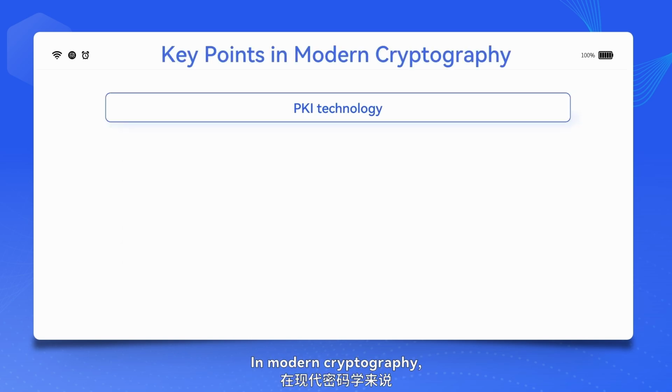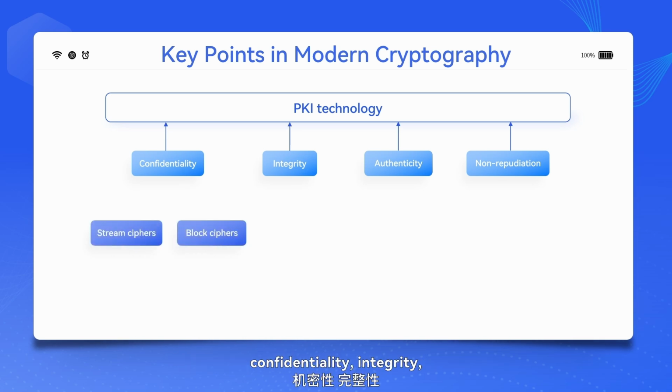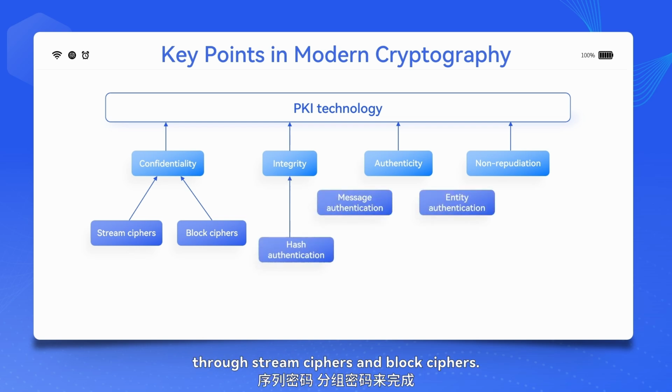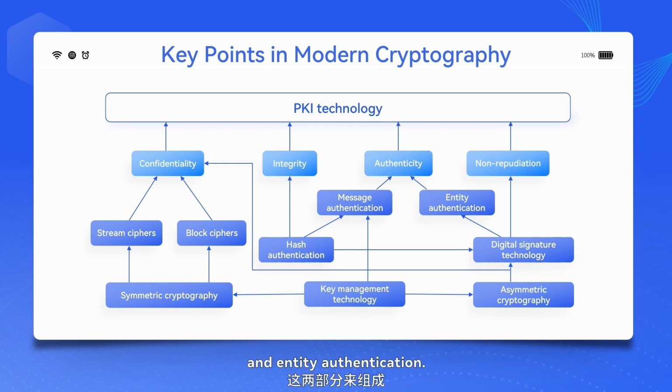In modern cryptography, the primary principles include 4 key aspects: confidentiality, integrity, authenticity, and non-repudiation. Confidentiality is mainly achieved through stream ciphers and block ciphers. Integrity is mainly managed using hash functions. Authenticity is mainly provided through message authentication and entity authentication. Non-repudiation is primarily achieved through digital signature technology.